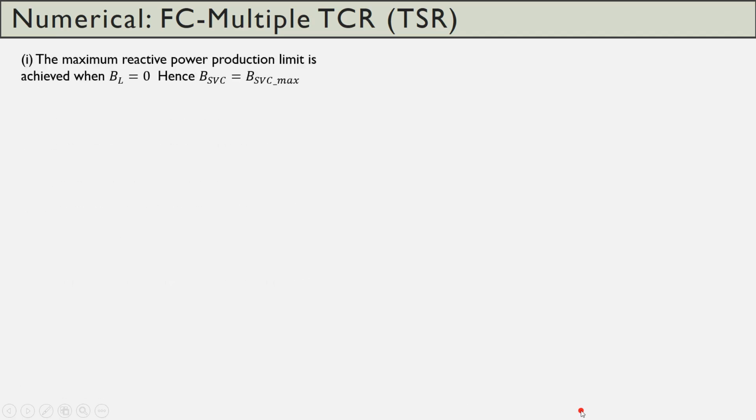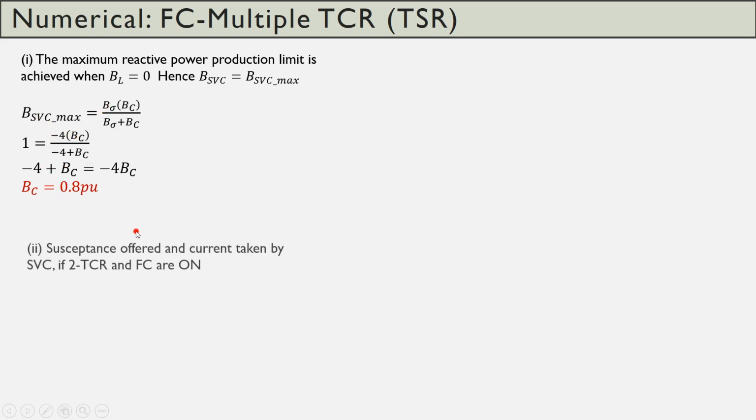Similarly, the maximum capacitive limit is achieved when BL is equal to 0. Hence, BSVC is equal to BSVC max. So BSVC max is equal to B sigma into BC upon B sigma plus BC, as BL is equal to 0. So B sigma is minus 4 and BSVC max is given as 1 per unit. If we solve this equation, what is the value of BC? BC is equal to 0.8 per unit.